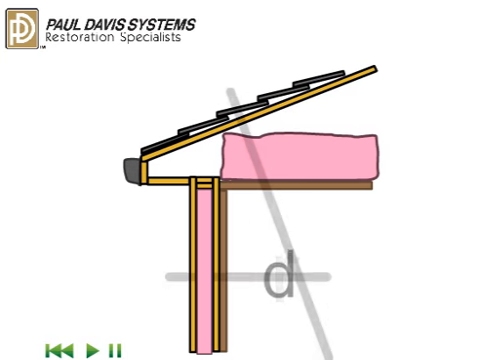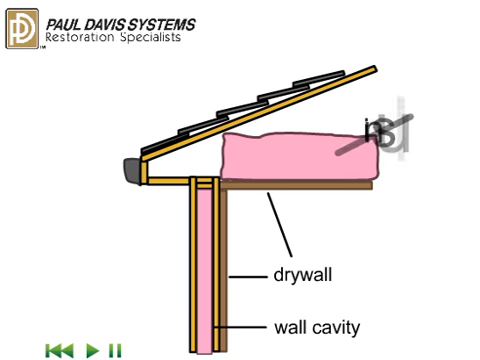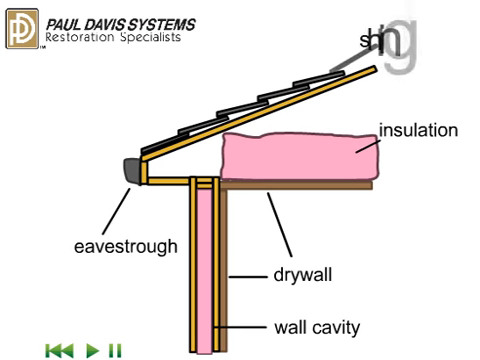The basic construction of a house consists of drywall, the wall cavity made up of metal or wood studs, sheathing, and insulation. There is also ceiling insulation, which protects the house from cold attic air and keeps heat in the house. On the outside of the house, there are eaves troughs, downspouts, soffits, and shingles.